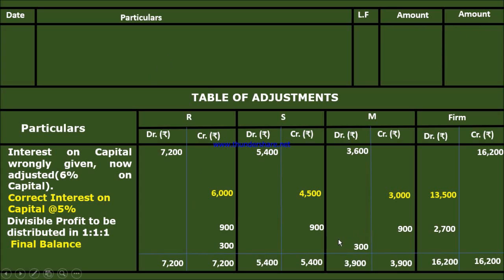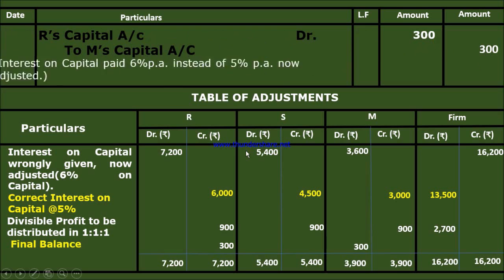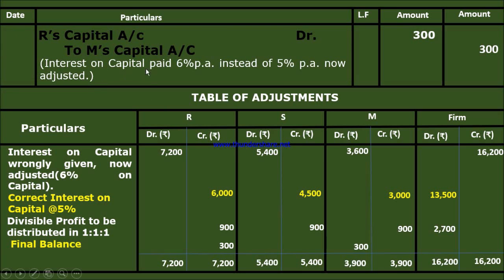Now the journal entry. A's capital account balance is debit. Therefore we have to credit A, and B's capital account is credit side balance. So we have to pass the journal entry as B's capital account debit to A's capital account, and the amount is 300 and 300. So the narration will be interest on capital paid 6% per annum instead of 5% per annum, now adjusted. So this is the way to solve it.